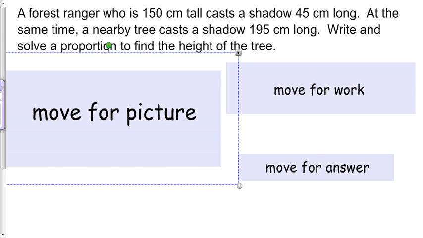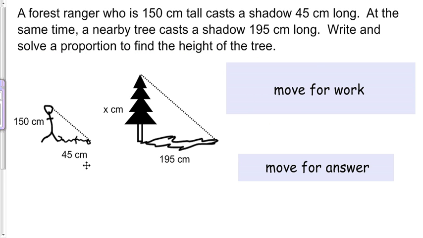Okay, I hope you tried this problem. I'm going to get rid of the things in front so that you can check. Here is my beautifully artistic picture of my forest ranger and his shadow, and my tree and its shadow. And I've got everything labeled, so we've got the ranger's height and his shadow length, and the tree has an unknown height, but we know its shadow length.